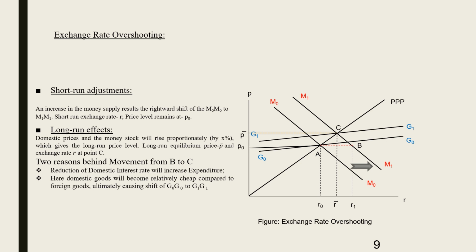In the long run effects, domestic prices and money stock will rise proportionately, suppose by X%, which gives the long run price level. The long run equilibrium price is P bar and the exchange rate is R bar at point C. There are two reasons behind the movement from B to C. Reduction of the domestic interest rate, which will increase the expenditure. Here domestic goods will become relatively cheap compared to the foreign goods, ultimately causing a shift of G0 schedule to G1 schedule.